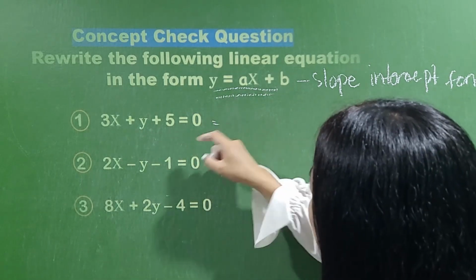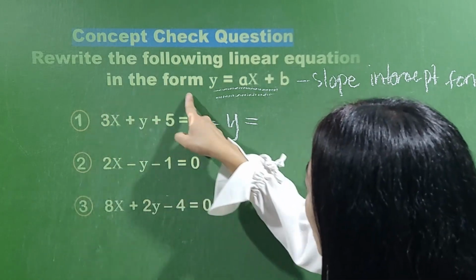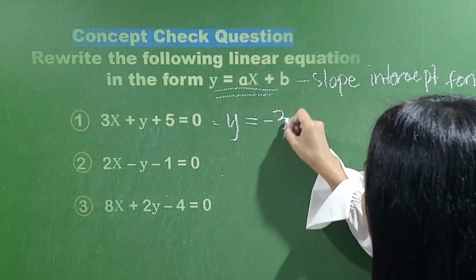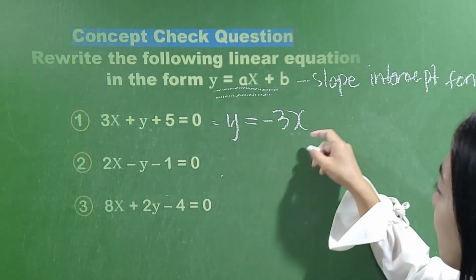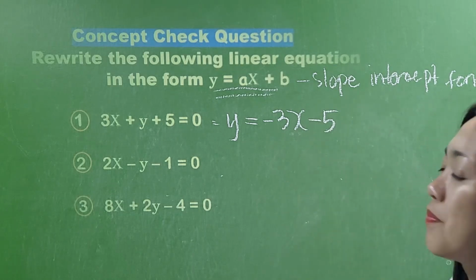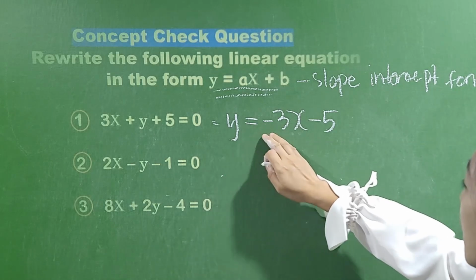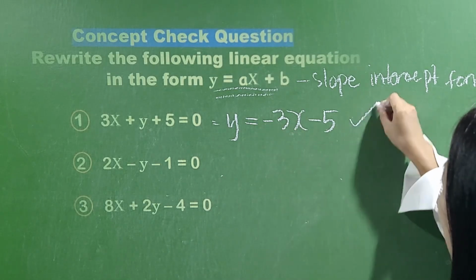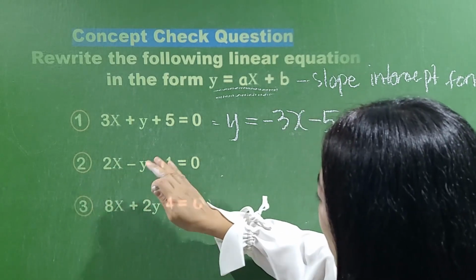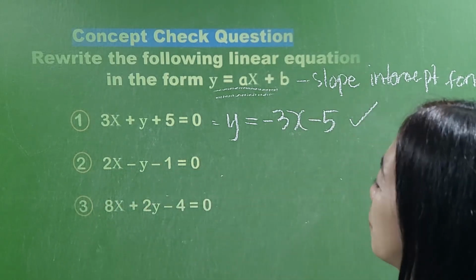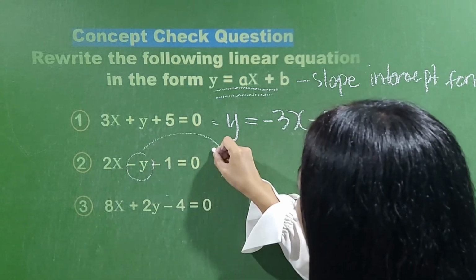So we will be writing this standard form into y is equal to ax plus b. So this can be y is equal to, we just have to move 3x to the other side. So this is now negative 3x. 5 also should move to the other side, so it will be minus 5. So the slope-intercept form is y is equal to negative 3x minus 5. What about number 2? 2x minus y minus 1 is equal to 0. So we can just move negative y to the other side.